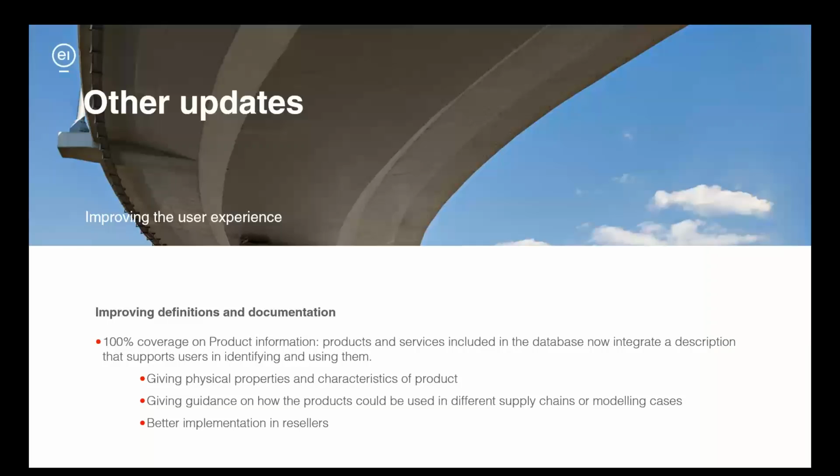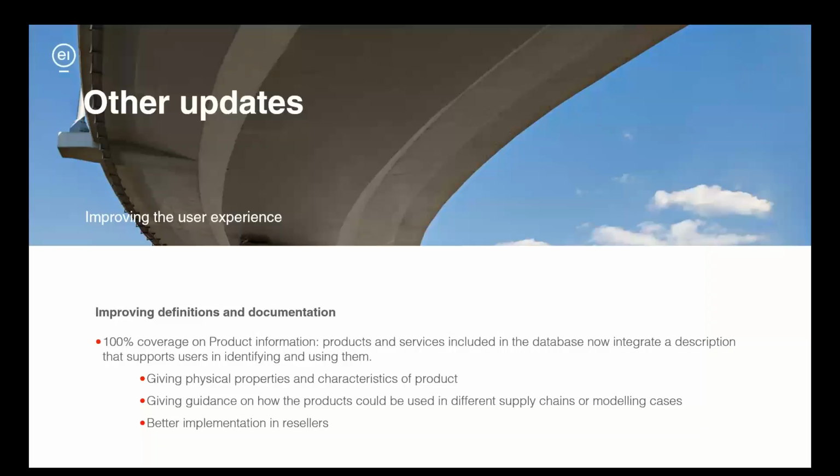I would like to now go to other kinds of updates that we have made to version 3.9. Apart from the data updates, we kept on working to improve the user experience, specifically to improve definition and documentation. We made sure that we cover 100% of the products and services we have in the database. All of them now integrate product information, a description that supports you, users, in identifying and using them. The product information contains information related to physical properties or characteristics of the products, and gives guidance on how to use a product or service for the different supply chains, use cases, and modeling cases you will be facing.